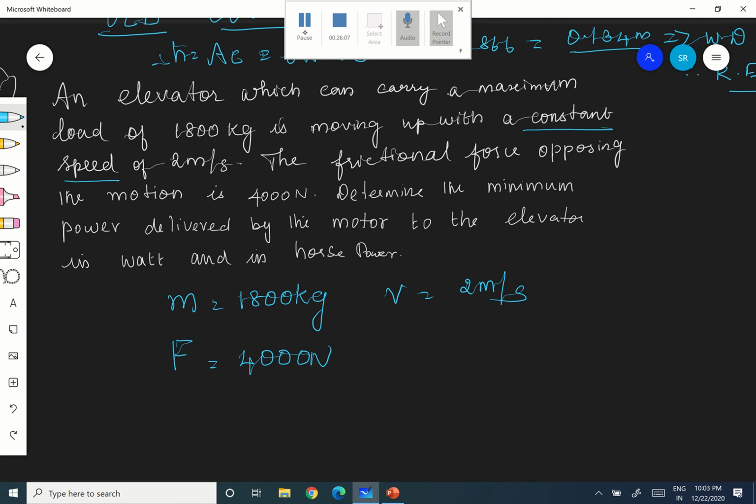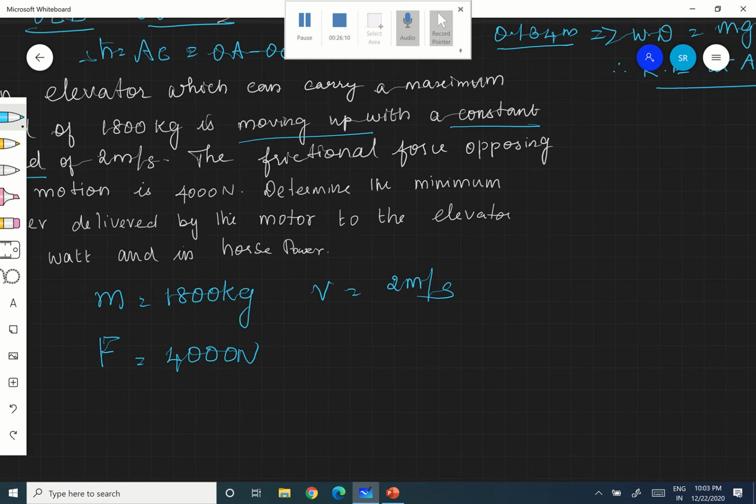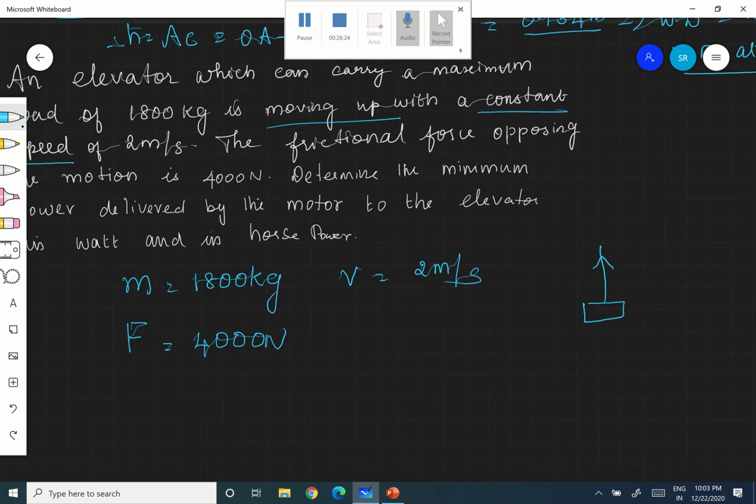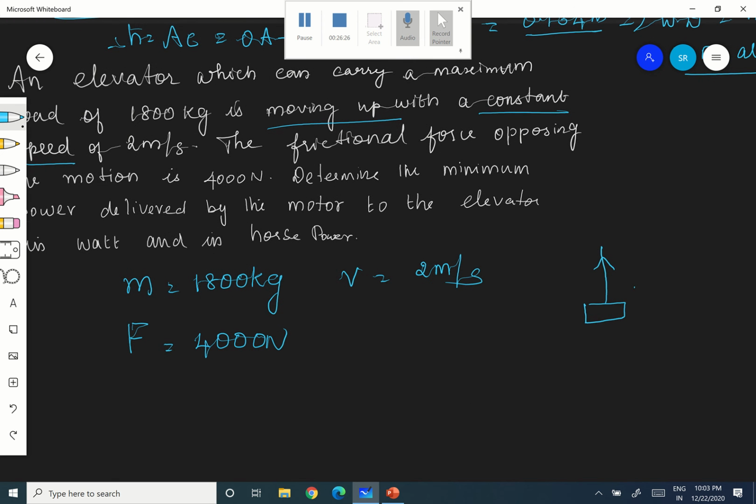The elevator is moving up. These are all very important things now. Therefore, the elevator here is moving in this direction. But listen: what are all the forces now acting on the elevator? Because it is moving in this direction, what are all the forces acting in the downward direction? In the downward direction, the first force acting is mg, because it has a mass m. So mg will be acting.